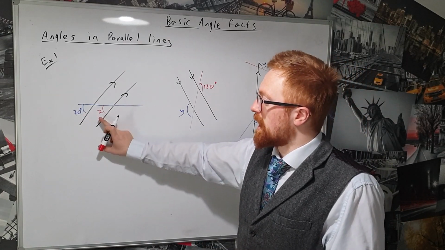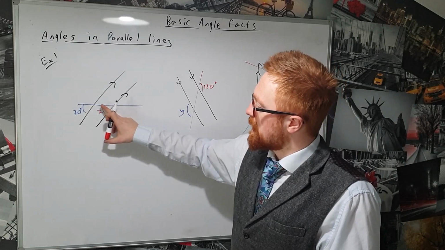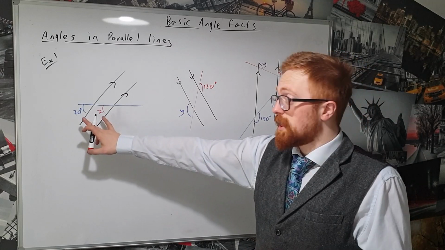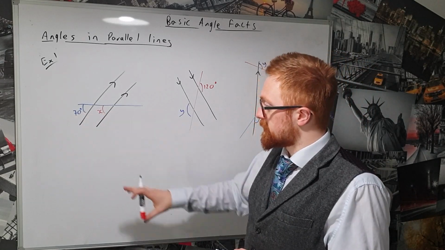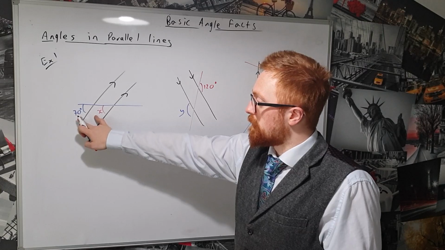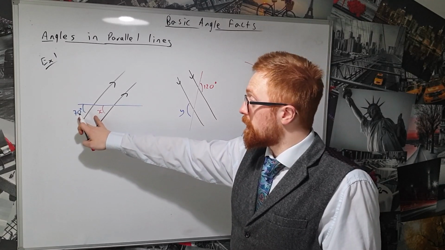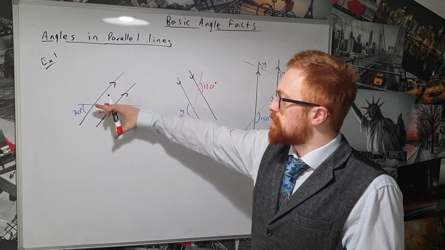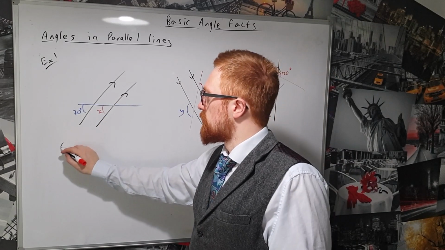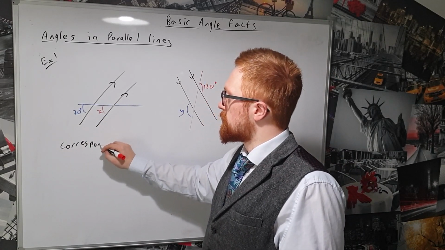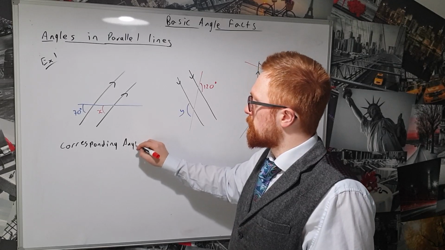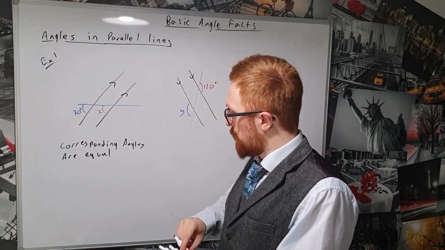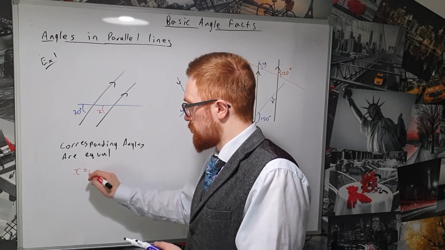So here we've got 70 and x. Now they're on the same transversal across parallel lines and they're both acute, so they're going to be the same, but it is really important that we recognise why they're the same. So at home, if you can remember, are these corresponding or are these alternate angles? Correct, they're corresponding angles because they're on the same side of the transversal. So corresponding angles are the same or equal. So we know that x is equal to 70.